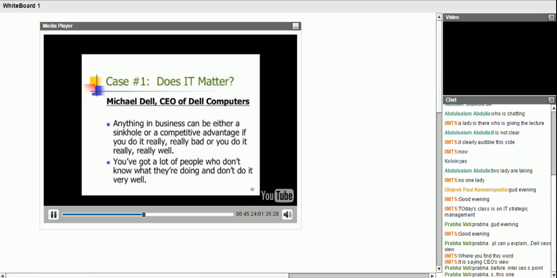faster. So essentially that's what he's getting at in terms of it could be a sinkhole or a competitive advantage. In fact, it's usually one way or the other, if you haven't noticed. There are hardly very many investments in IT that don't show any effect at all, if you're actually using it. So if you're using it and it's good to have this, why don't we make some use out of it?